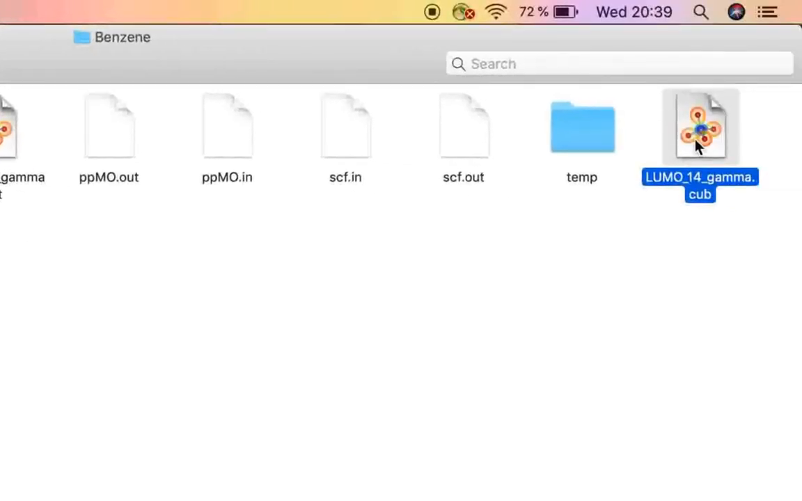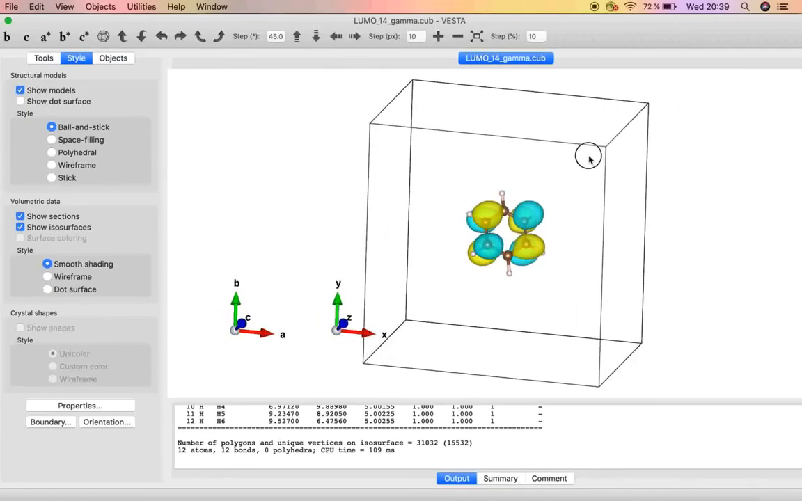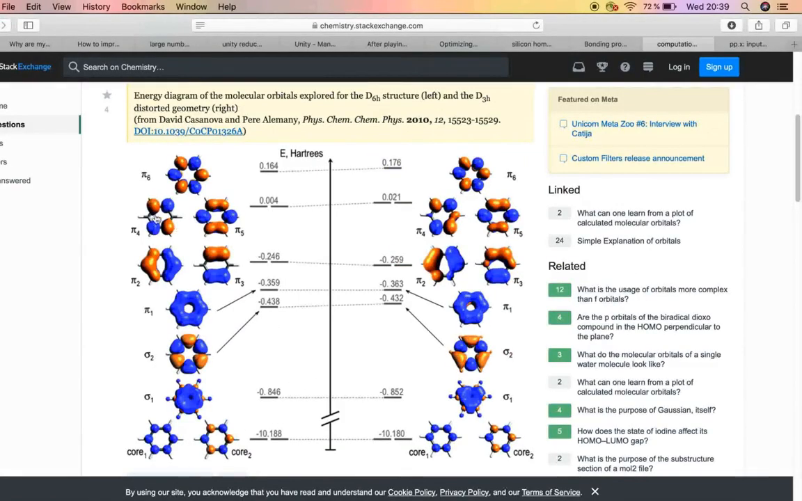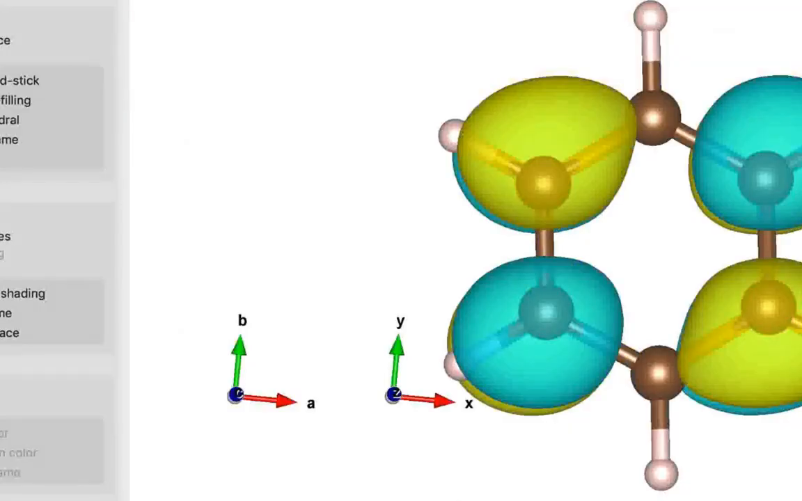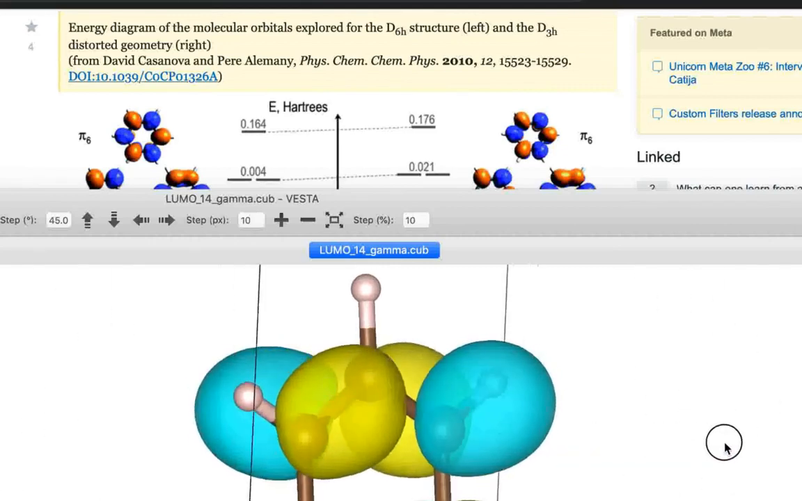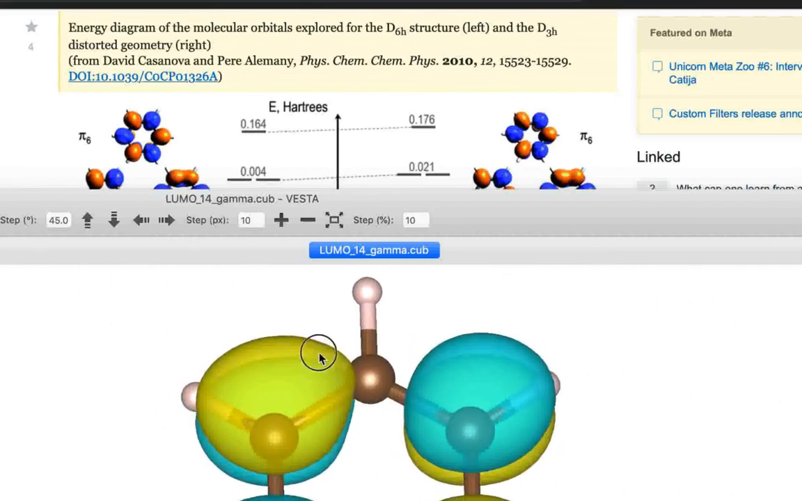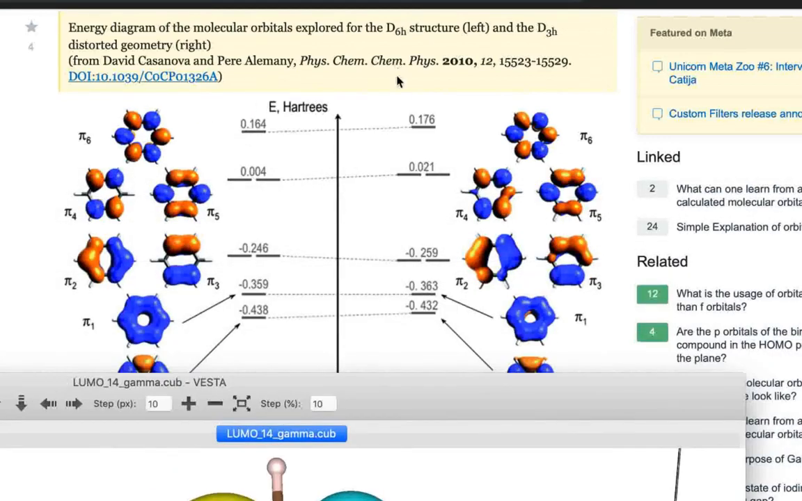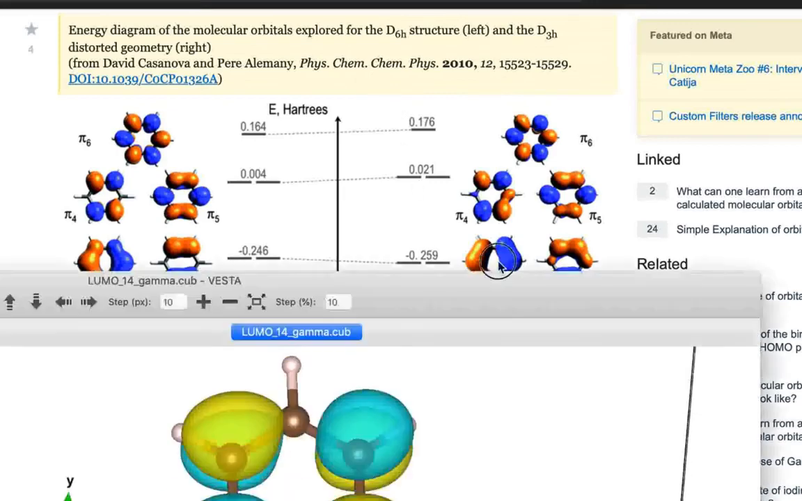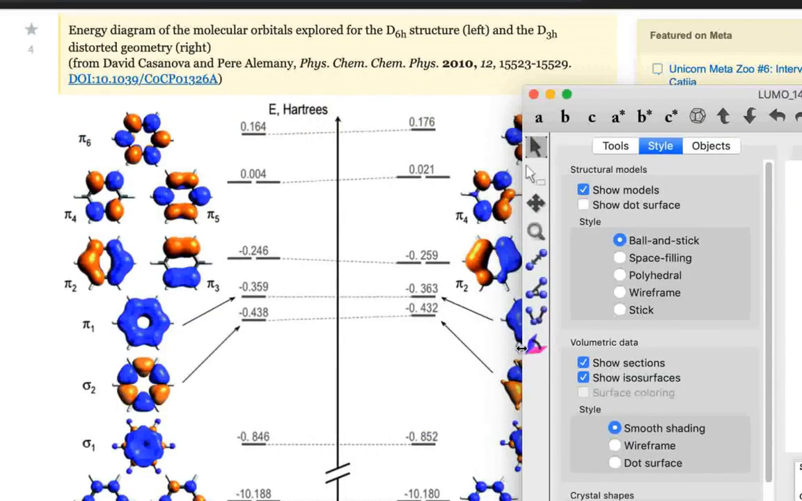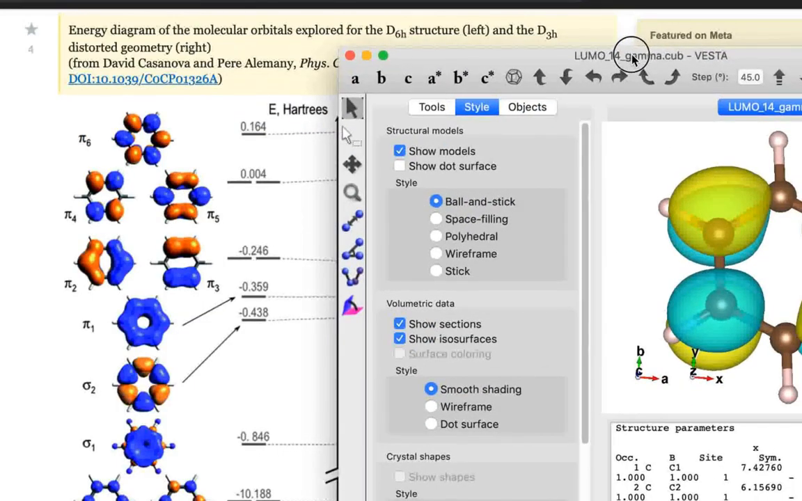Anyway, here's the lumo 14 gamma.cube, and if you double click on it, you can open it with VESTA. You can see here we have a nice little lowest unoccupied molecular orbital for benzene, and if you compare it with the literature, it matches this pi4 molecular orbital. Although not perfectly, but that is the case when you're using different DFT calculations. This one was done with Gaussian basis sets, while we are using plane wave basis sets, but still, it just goes to show how powerful Quantum ESPRESSO can be, even when you're working with molecules.